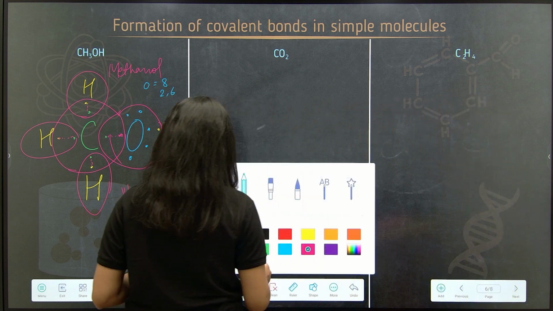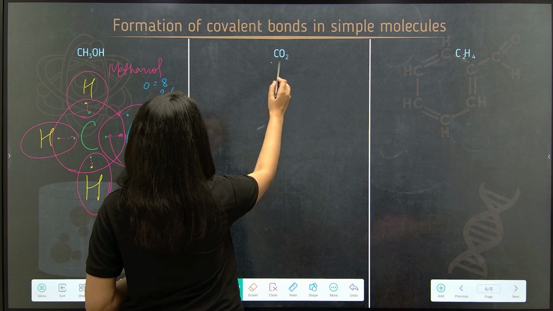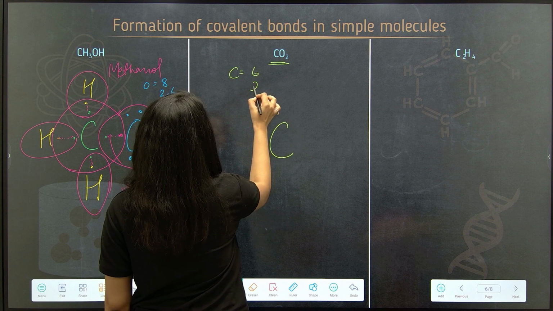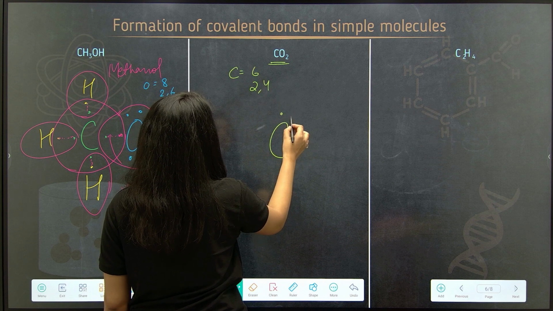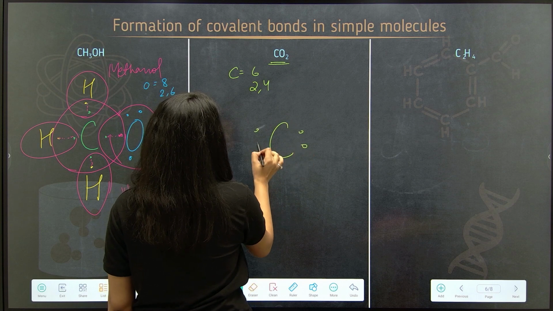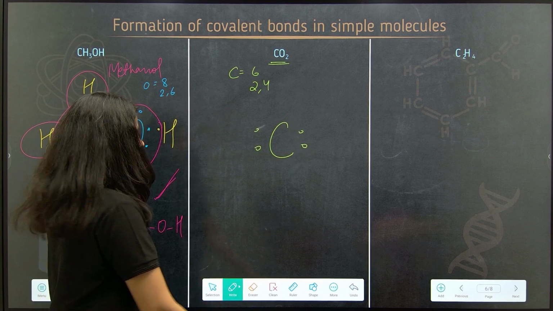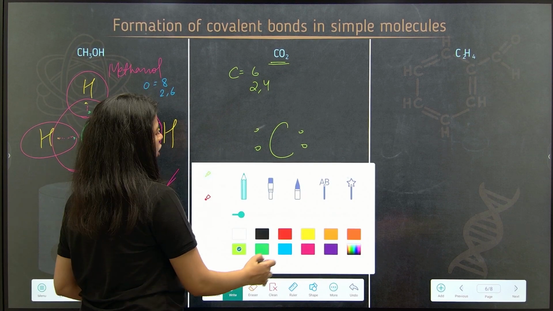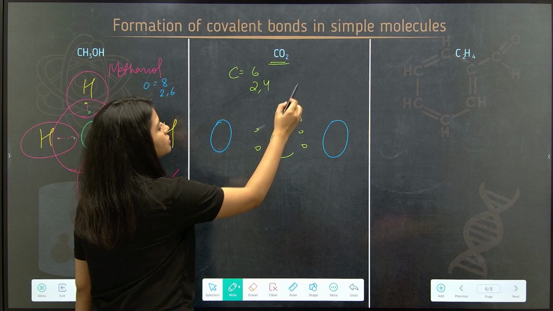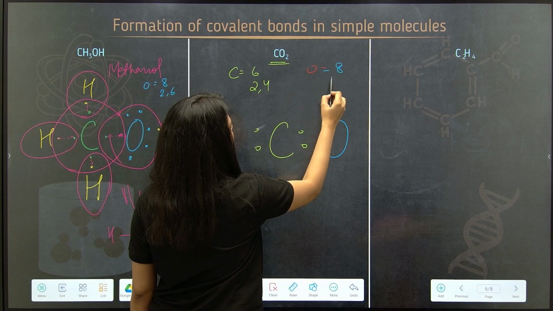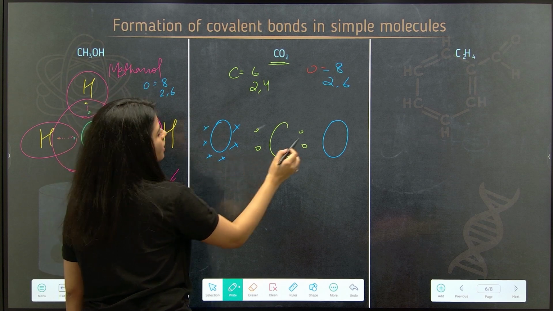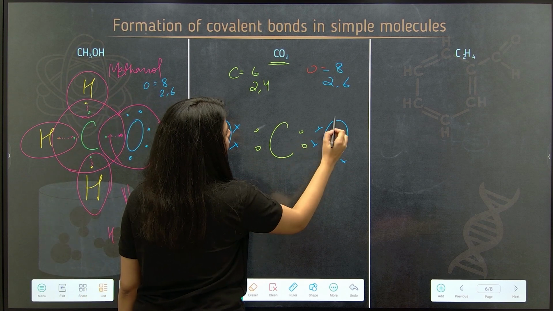Next, let's take another one, which is carbon dioxide, CO2. Carbon, we know, has electronic configuration 6, 2, 4. So 1, 2, 3 and 4, 4 electrons of carbon, right? And it is bonded with how many oxygen? 2 oxygen. Each oxygen has how many electrons? Oxygen is 8, 2, 6. So let's draw 1, 2, 3, 4, 5, 6. 1, 2, 3, 4, 5 and 6.